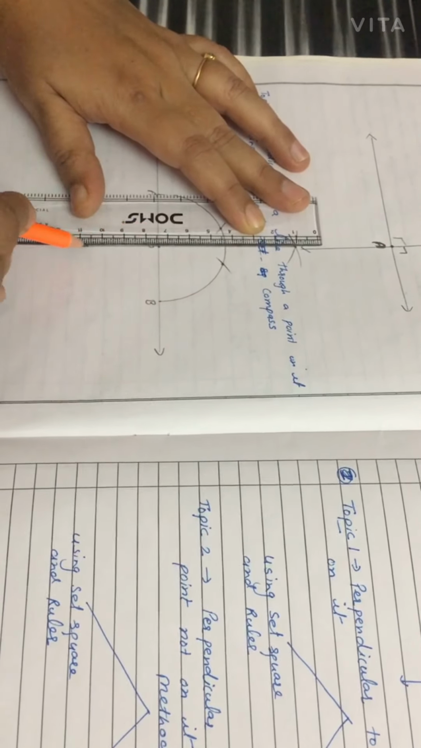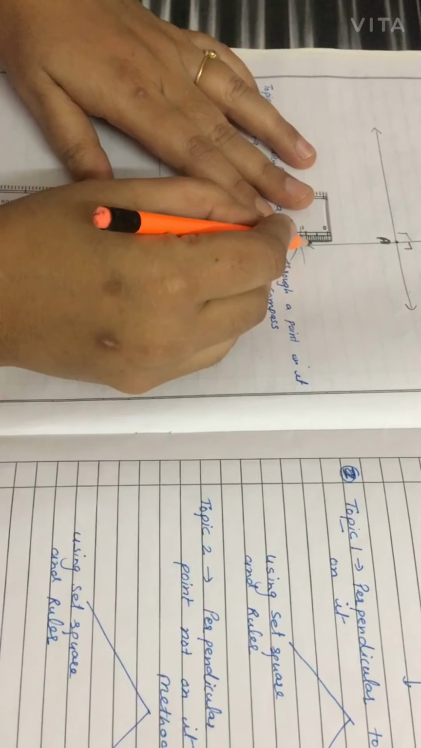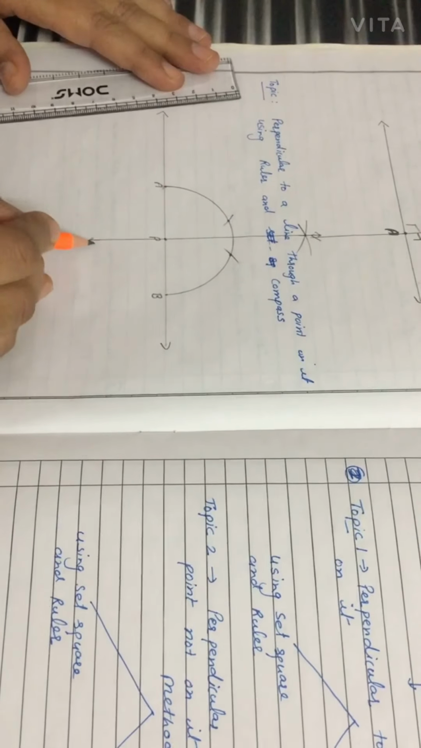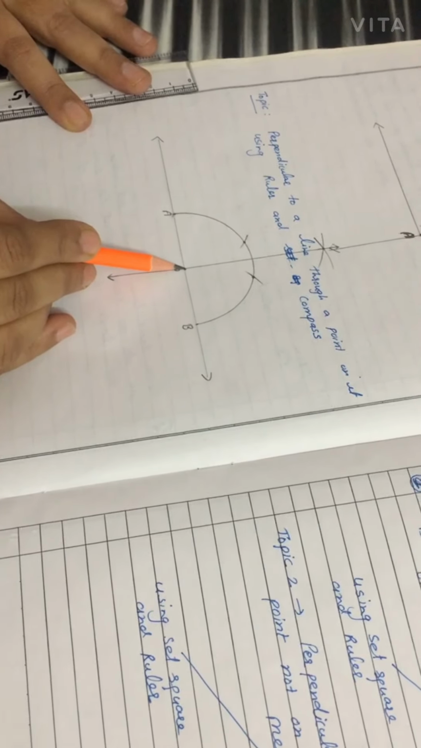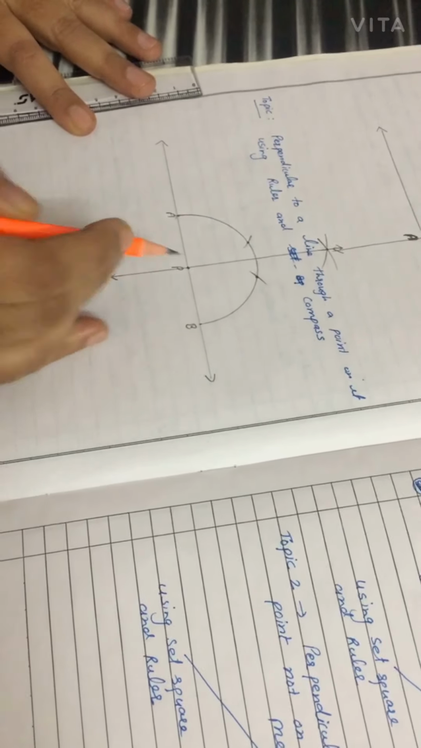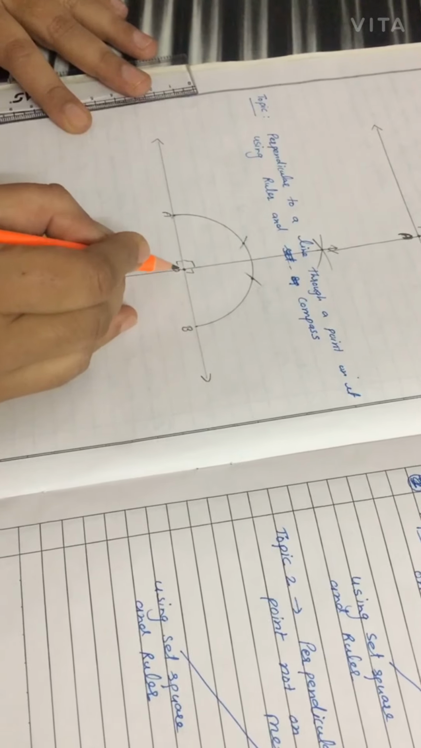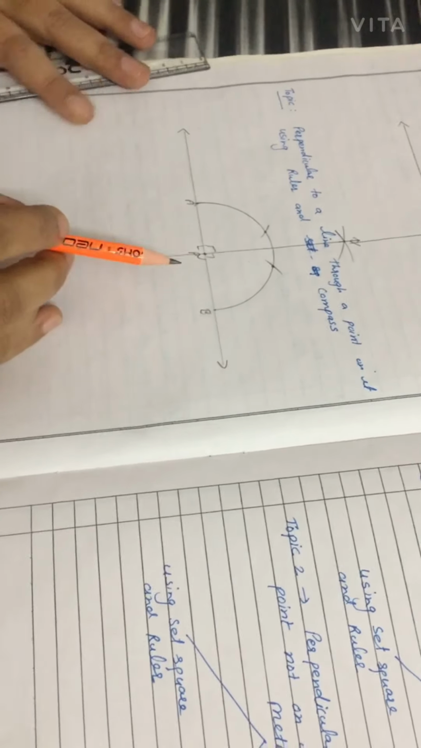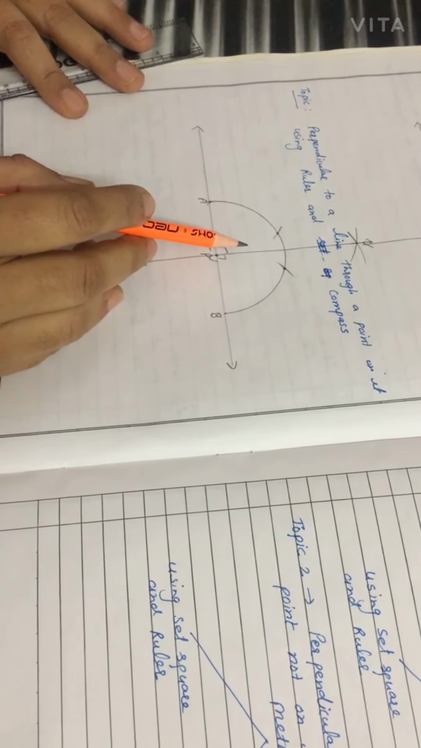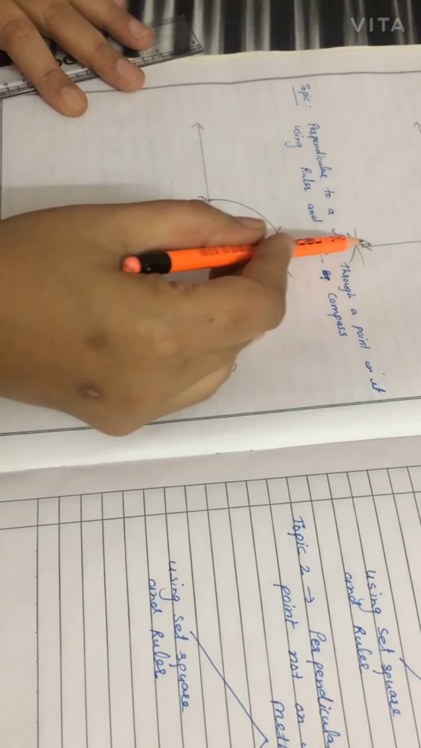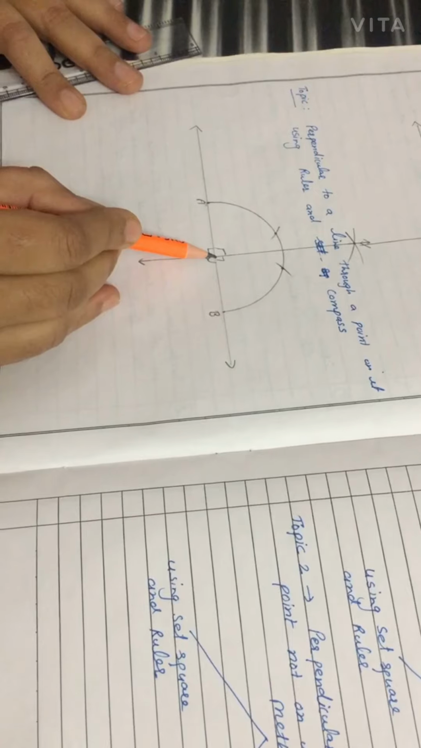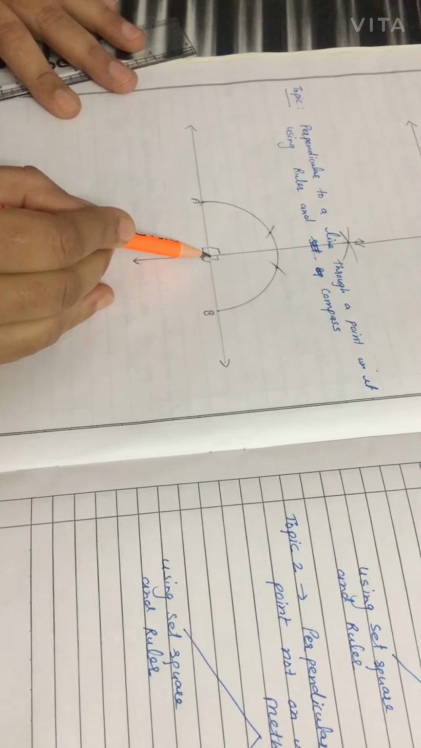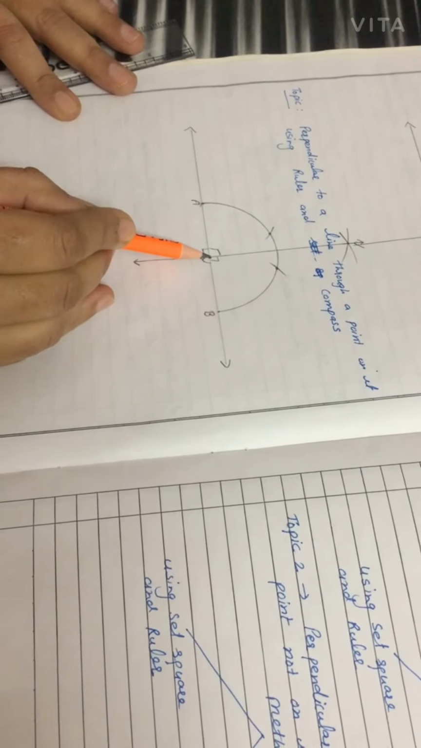This is also a perpendicular. This is also a perpendicular line which passes through a point on the given line. So this is the method of using ruler and compass to get a perpendicular on the given line that passes through a given point which lies on the given line.